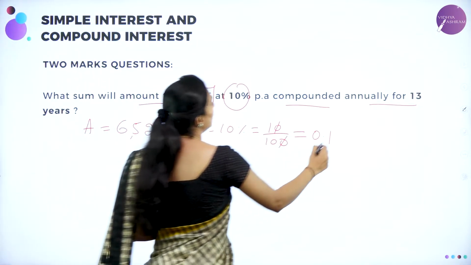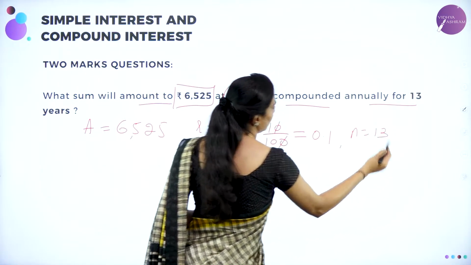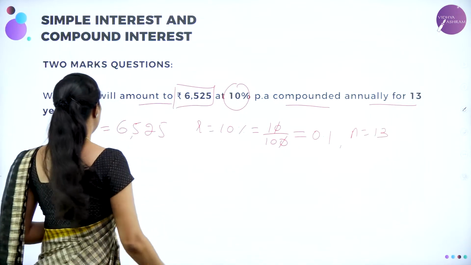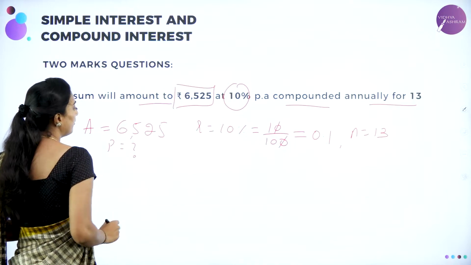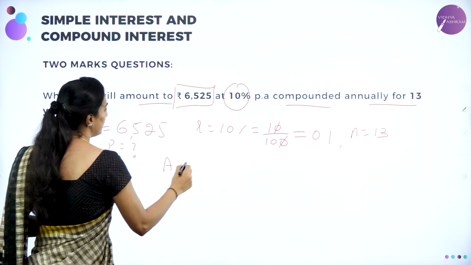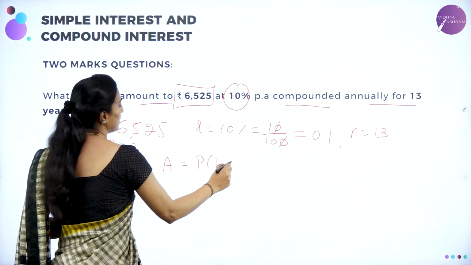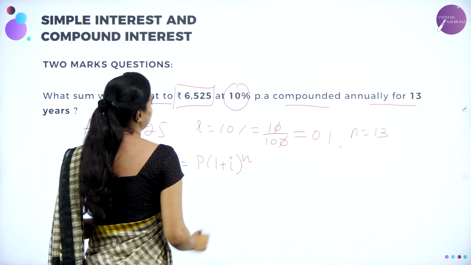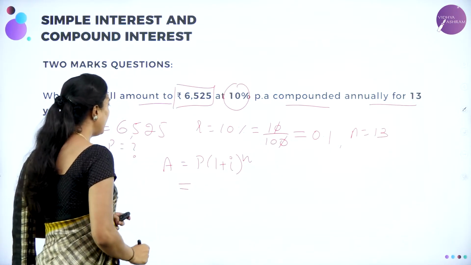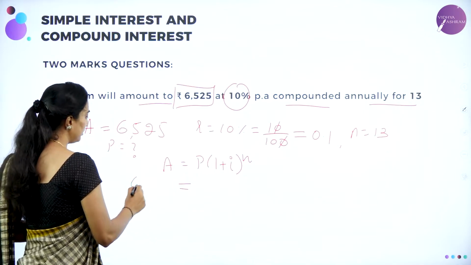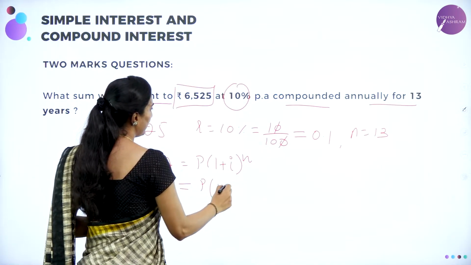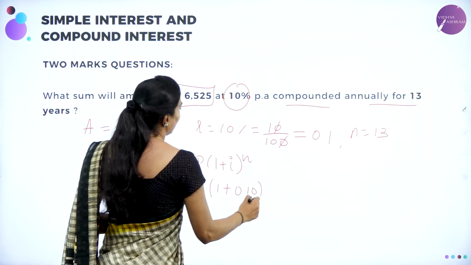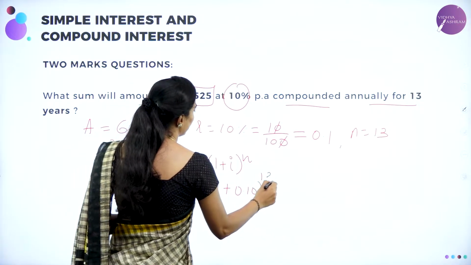Now they have given n is equal to 13 years, right? So therefore you know the formula, and P we don't know. We know the formula: A is equal to P into (1 plus i) whole to the power of n. Now you can calculate A by substituting 6525. P we don't know. 1 plus 0.10 whole to the power of n is nothing but 13 years.